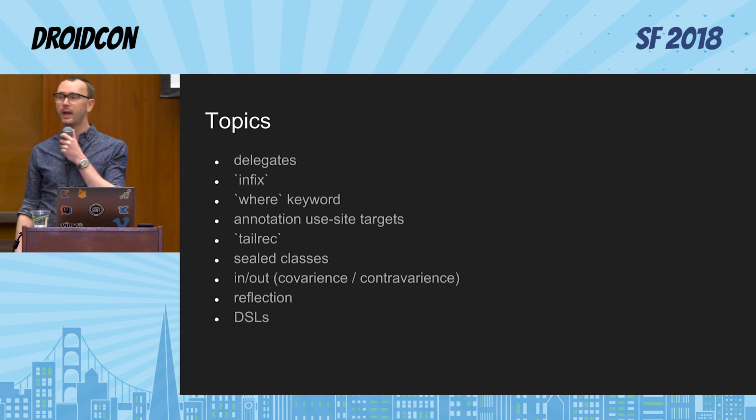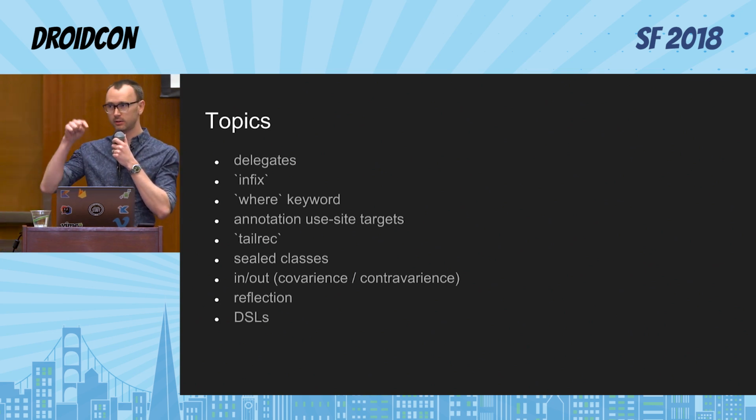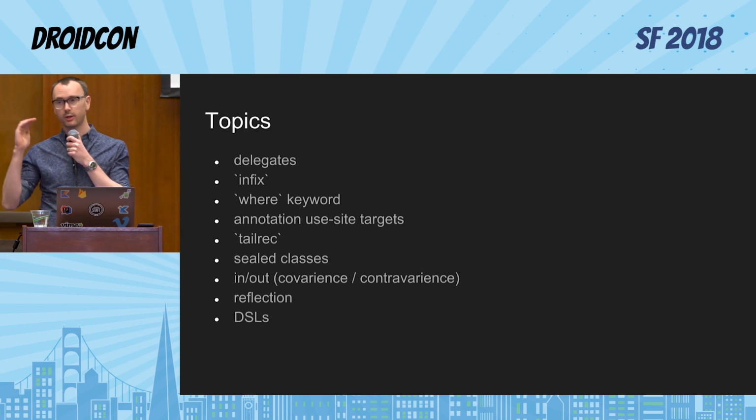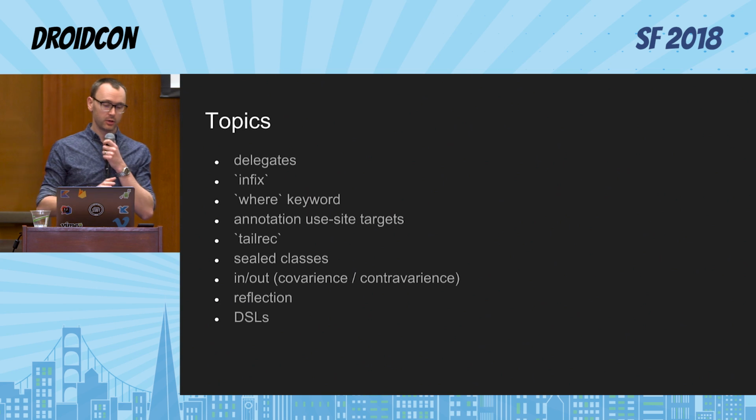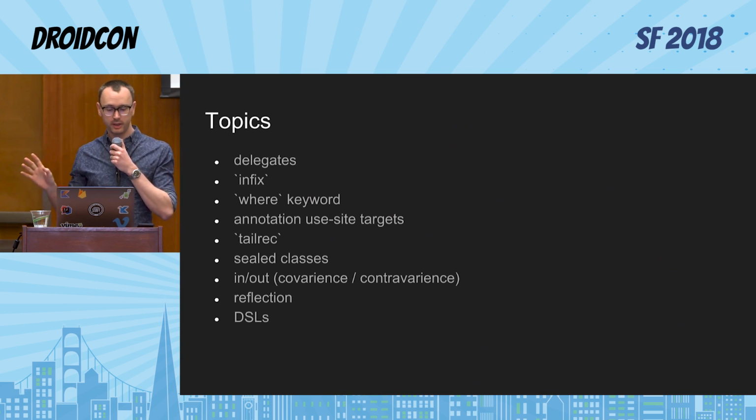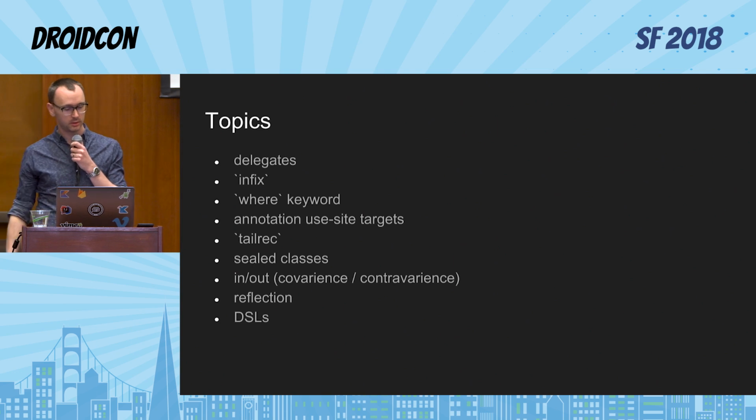Most people have used some annotation use-site targets. That's where you do like @get: and then an annotation name. There are 9 available in Kotlin, so we're going to look at all of them. We're going to put them in Kotlin code, decompile the bytecode back to Java, and see where those annotations actually end up in your code.